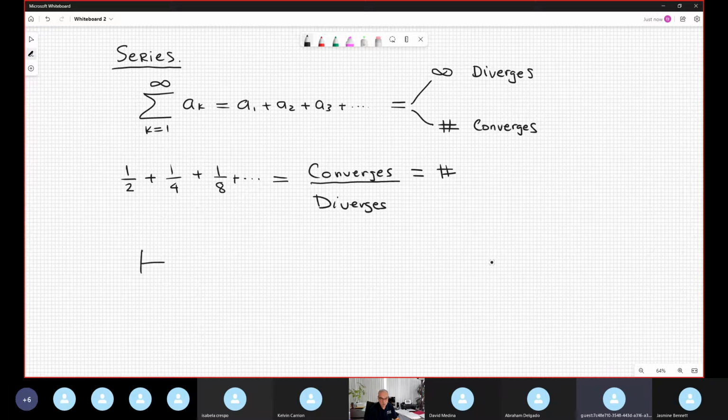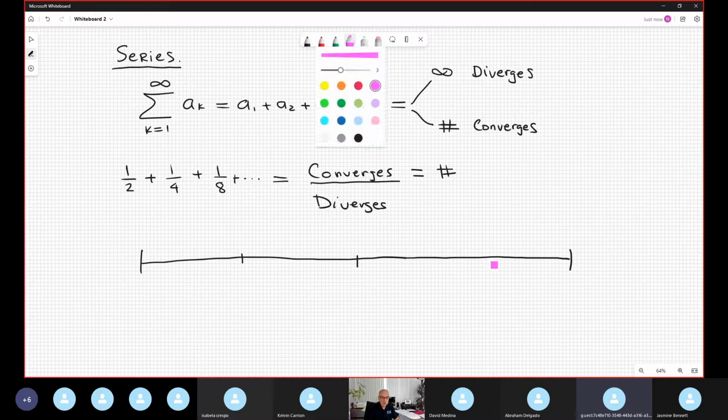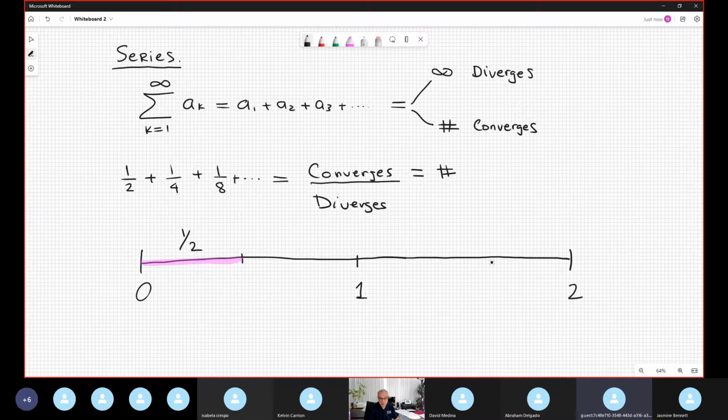Intuition. Suppose that we have one segment like that. I don't know what the specification, the length, is. And you add 1/2. Suppose it's this part, 1/2. This is 1/2. And also you add 1/4. Suppose that this is 0. Suppose that this is 1. Suppose that this is 2.